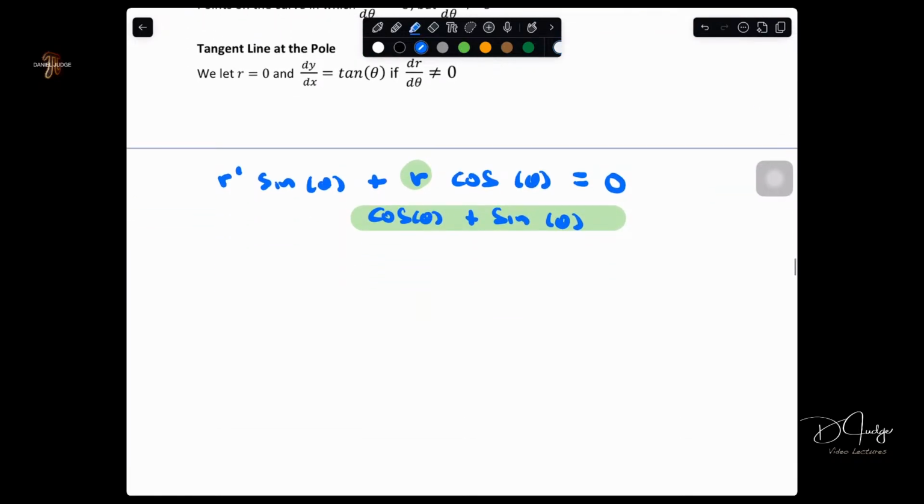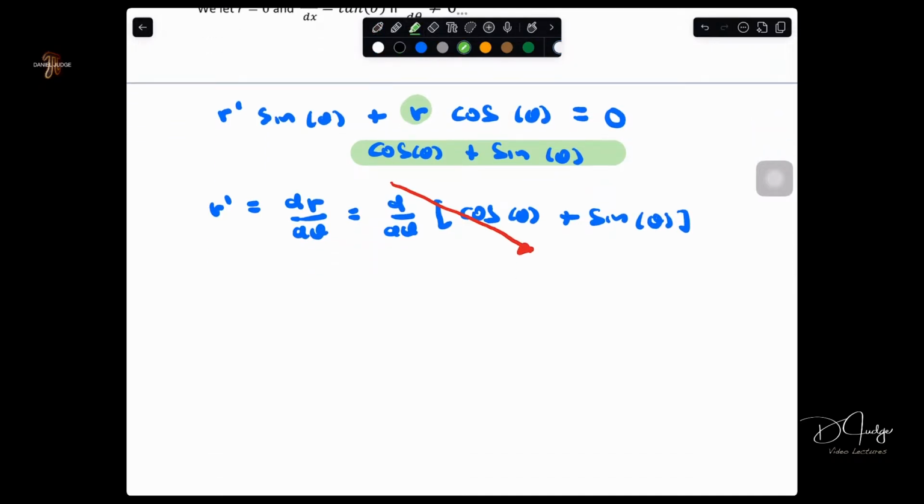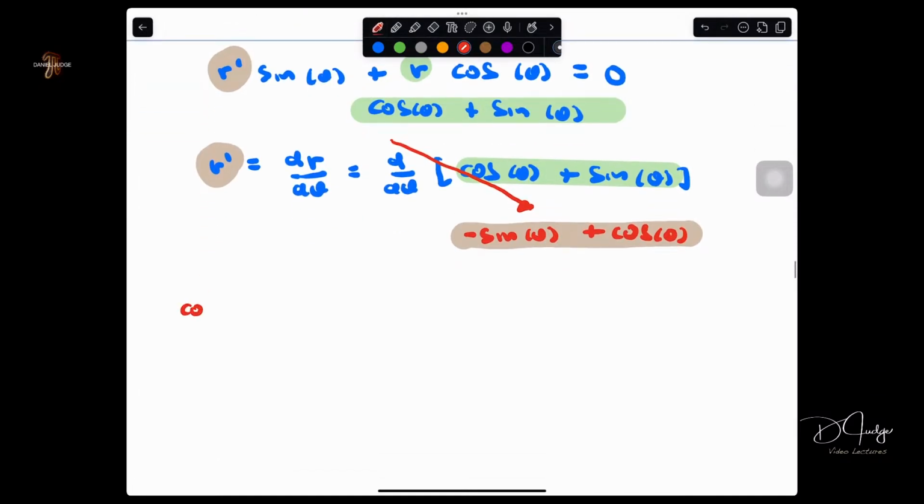r prime is really dr d theta. So we're going to differentiate cosine plus sine here. The derivative of cosine is minus sine, and the derivative of sine is cosine. So I'm actually going to write this in reverse and maybe color that gold. So we're going to plug that in here. Like I said, I'm going to write it as cosine plus sine, I won't start it with a negative term.